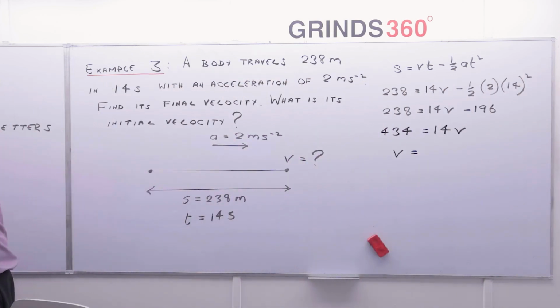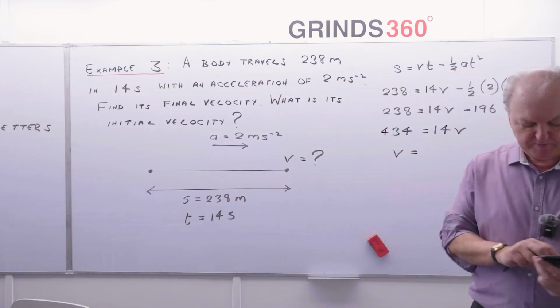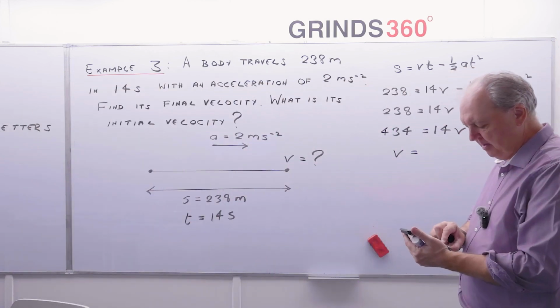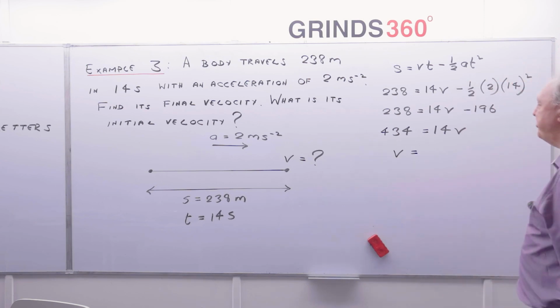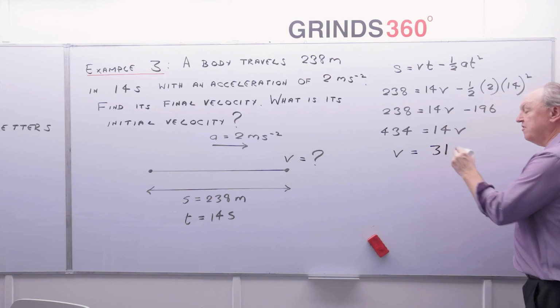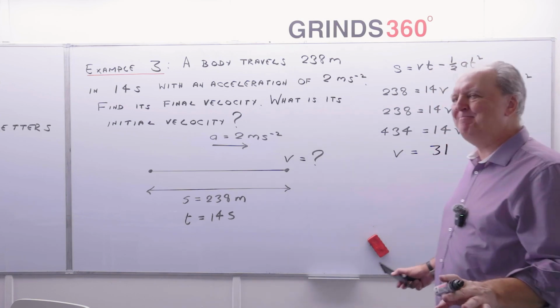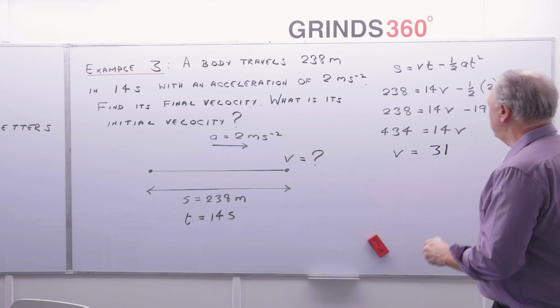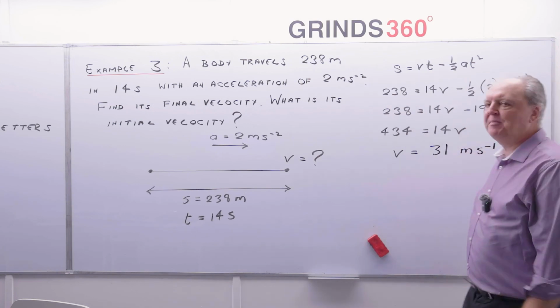So get your calculator out for that. 434 divided by 14 gives me an answer of 31. And look, when you're finished, make sure you write down the units. I mean, it's meaningless without any units. The units are meters per second. So there's my final velocity.